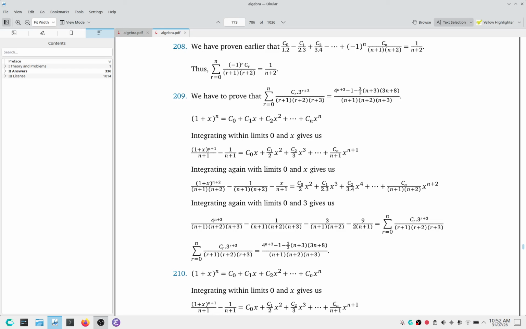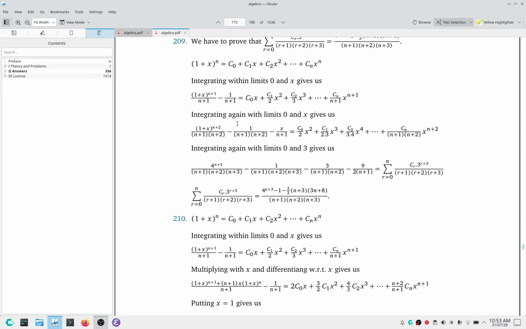So we get 1 plus x to the power n plus 1 upon n plus 1 minus 1 upon n plus 1 is equal to C0x plus C1 upon 2x squared plus C2 upon 3x cubed and so on up to Cn upon n plus 1 x to the power n plus 1. We integrate again within limits 0 and x. So we get 1 plus x to the power n plus 2 upon n plus 1 times n plus 2 minus 1 upon n plus 1 times n plus 2 minus x upon n plus 1 is equal to C0 upon 2x squared plus C1 upon 2 into 3x cubed plus C2 upon 3 times 4 x to the power 4 and so on up to Cn upon n plus 1 times n plus 2 x to the power n plus 2.